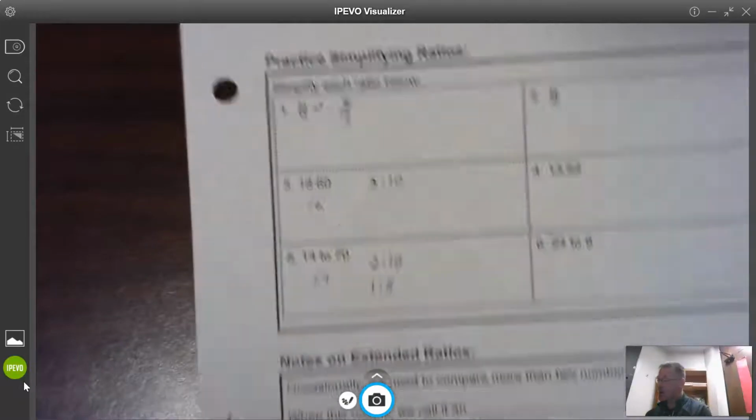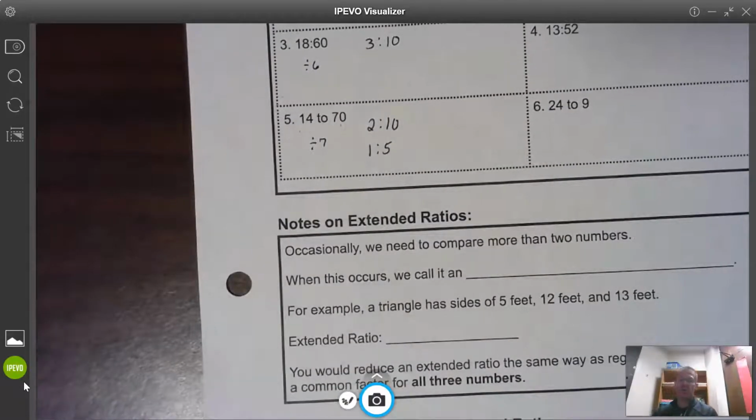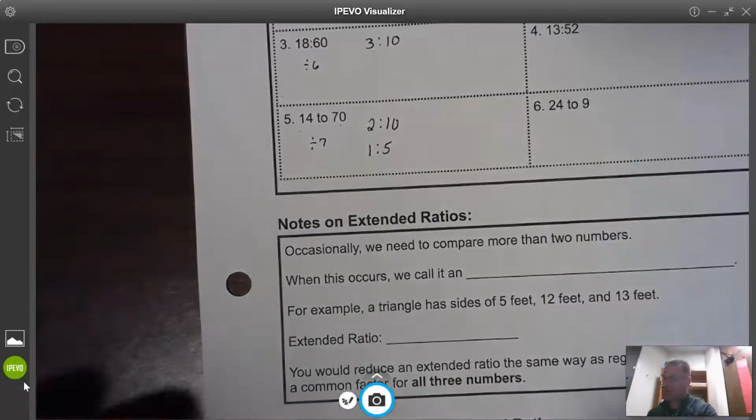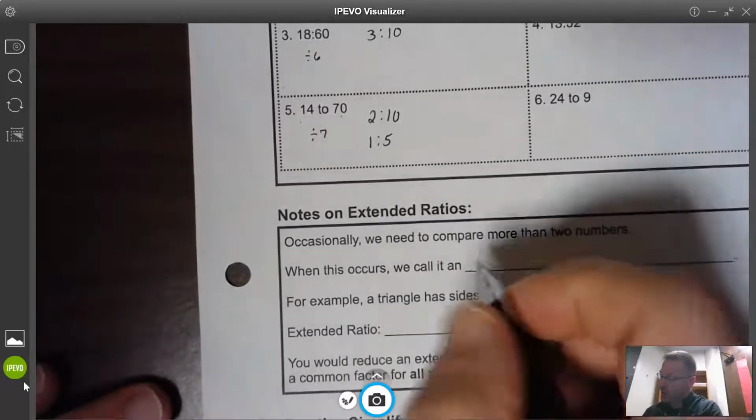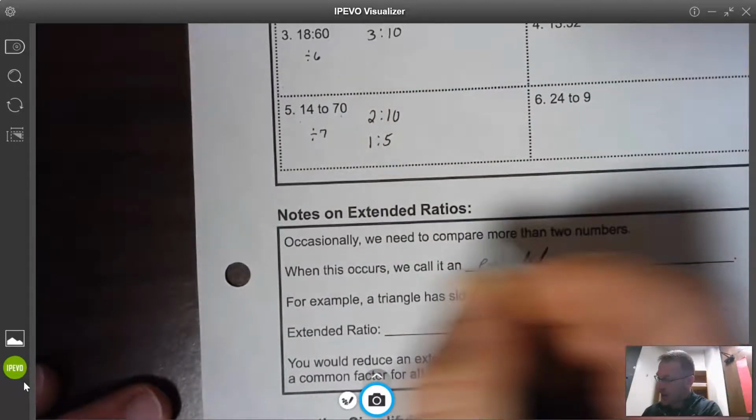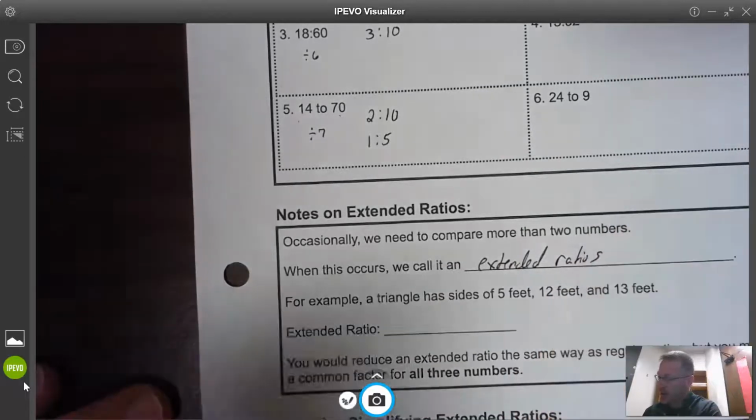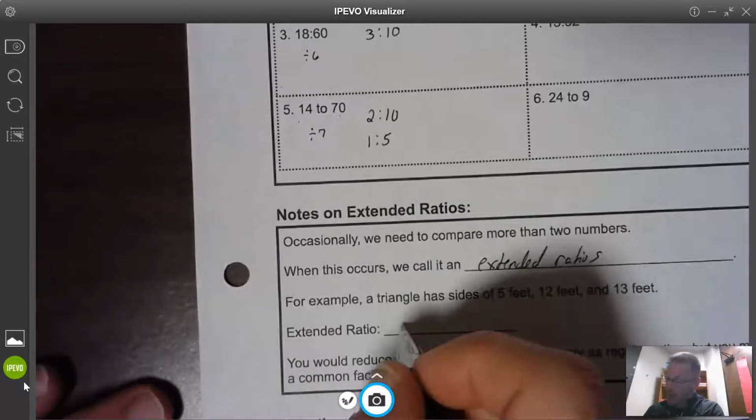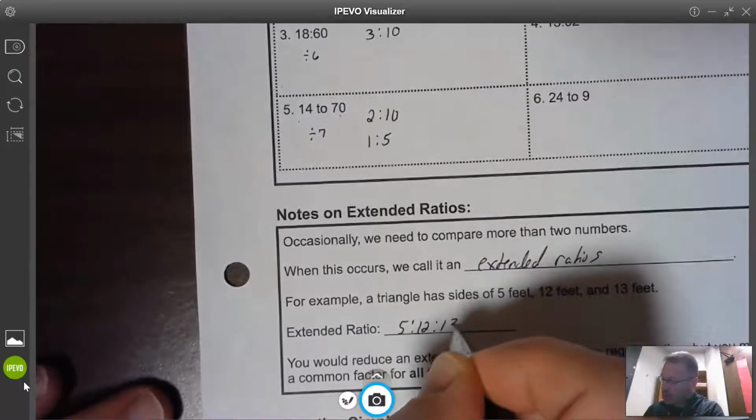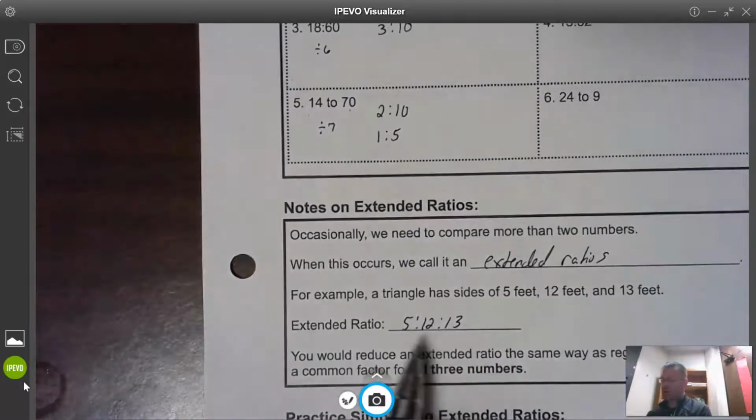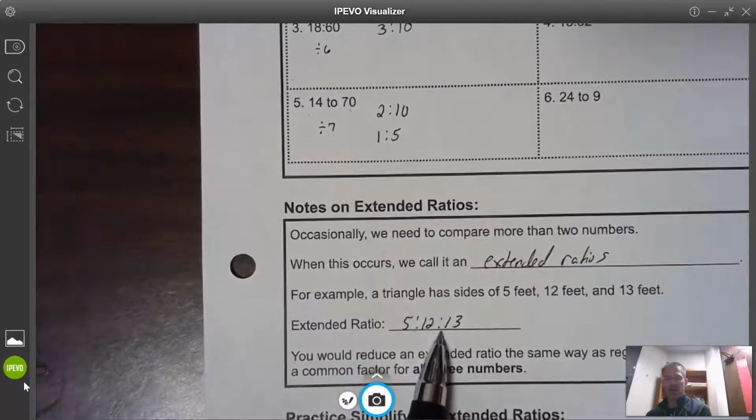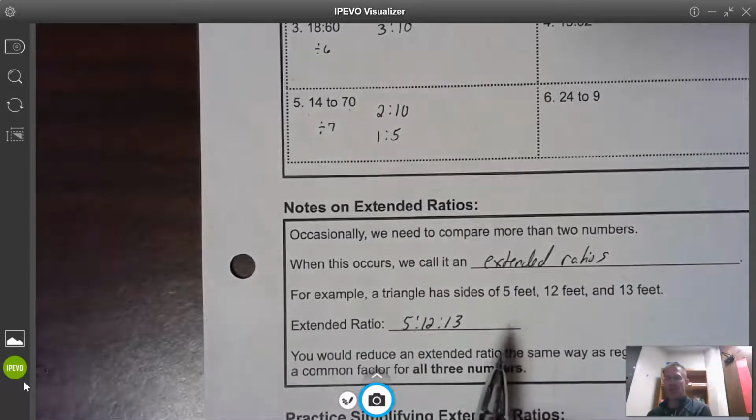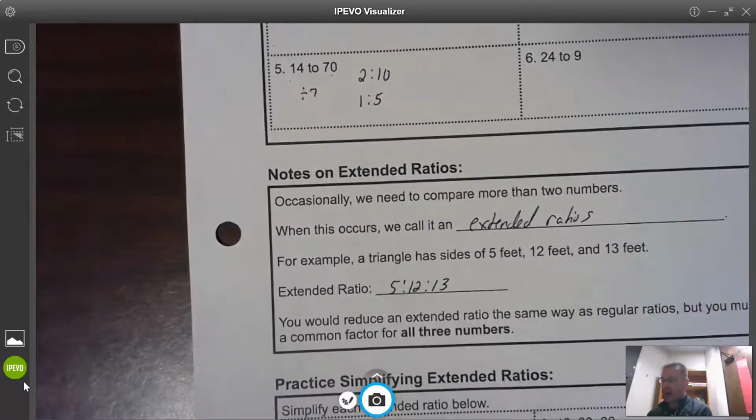Now, what we do when we have an extended ratio just means we're going to be comparing more than 2 numbers, but you treat it all the same way. When we compare more than 2 numbers, we call it an extended ratio. Kind of gave you the word up here with the title and the section, didn't we? So for example, a triangle has the sides 5, 12, and 13 feet. So we would just say 5 to 12 to 13. Now, typically when we do extended ratios, you're going to see the colon here. You won't see this as a fraction, but you typically will see this as the most common way of writing an extended ratio.